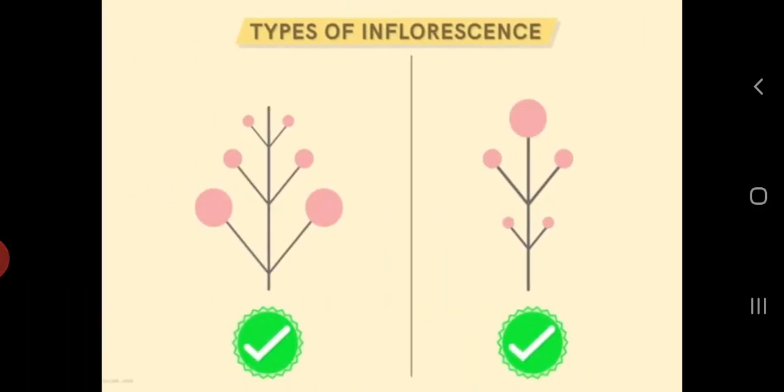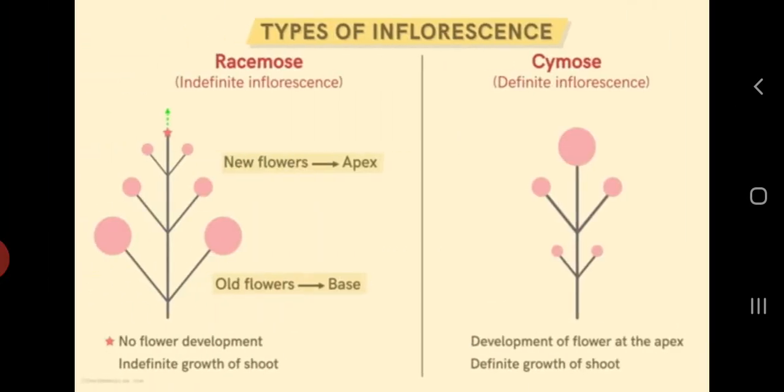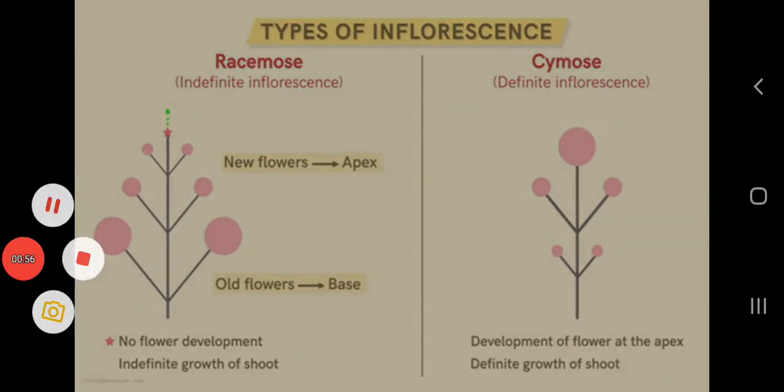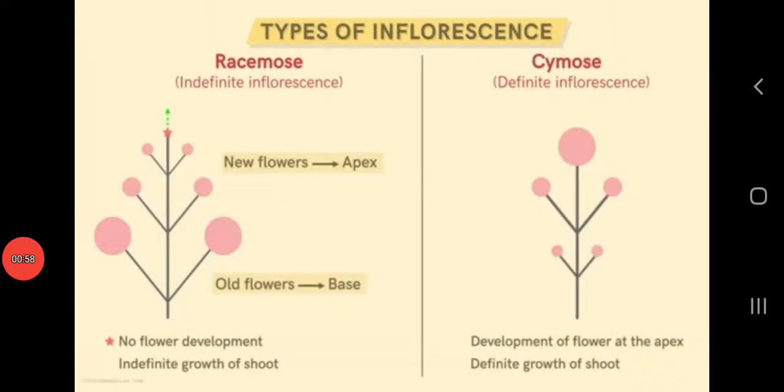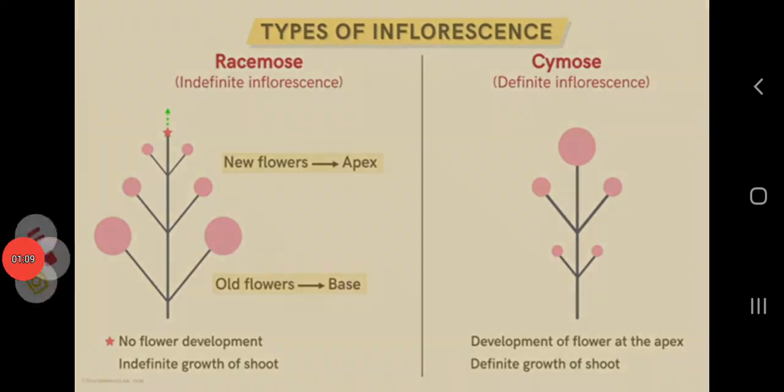Inflorescence can be of the following types. See the picture. Here are two types of inflorescence. First is racemose inflorescence and second is cymose inflorescence. So at first let's discuss the racemose inflorescence.